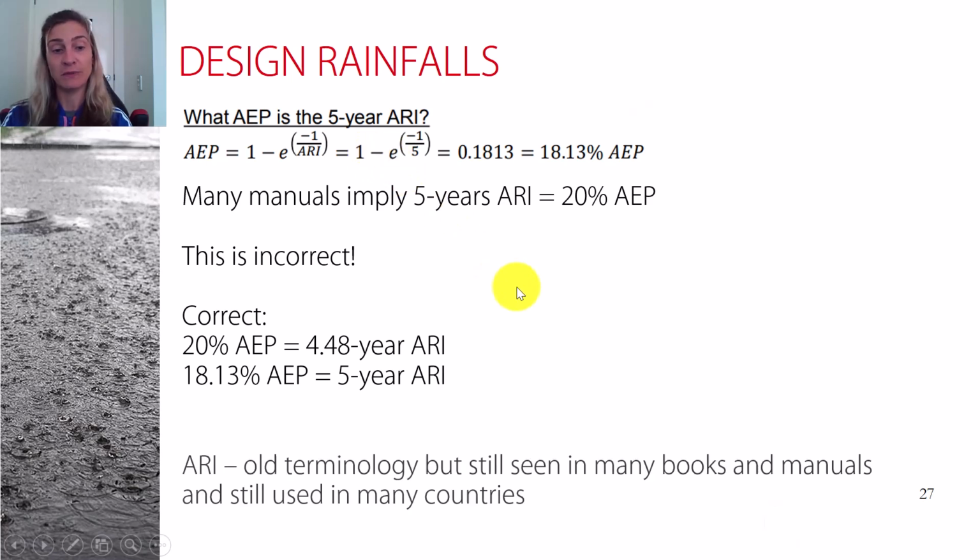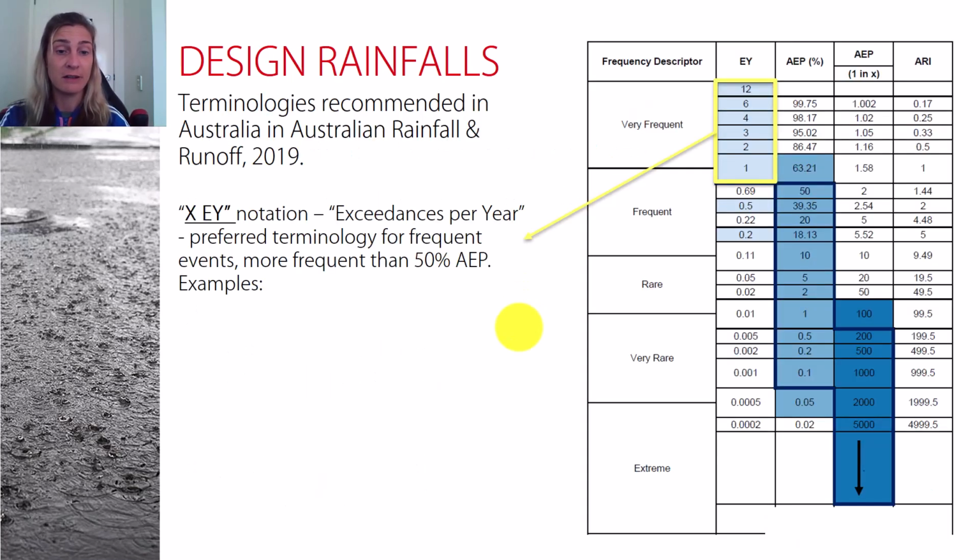But that's the actual relationship between the two. So ARI is an old terminology. However, if for example you are required to find a design flood for a given AEP, but you have your curves or your IFD, intensity frequency duration curves, given in ARI, you can easily use this conversion.